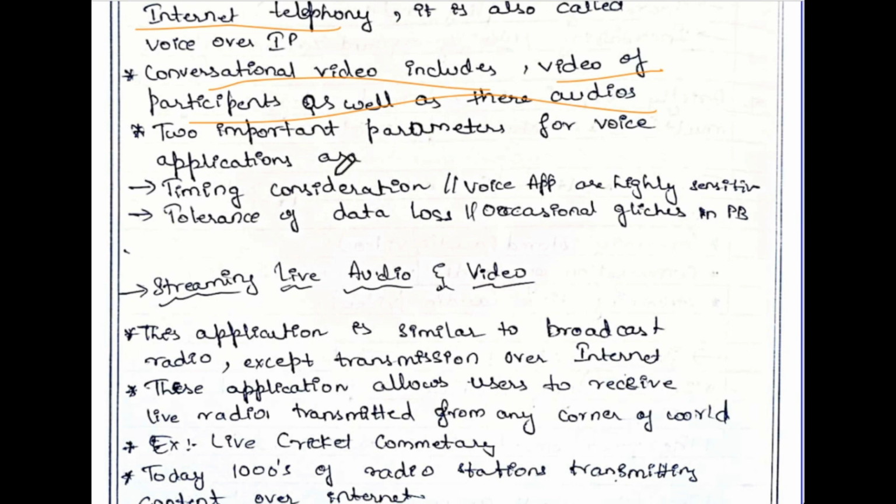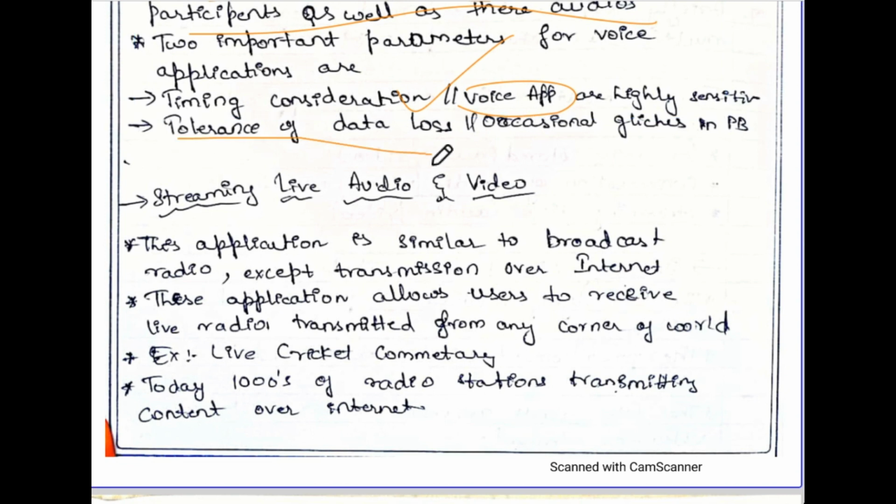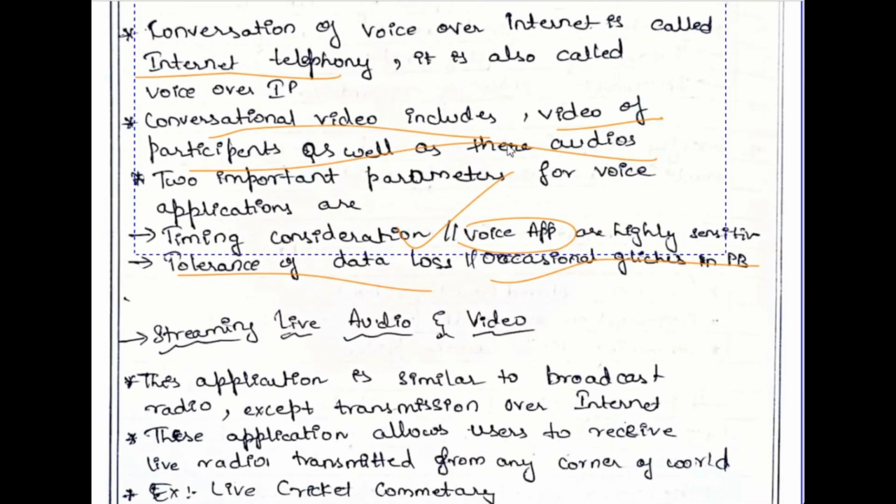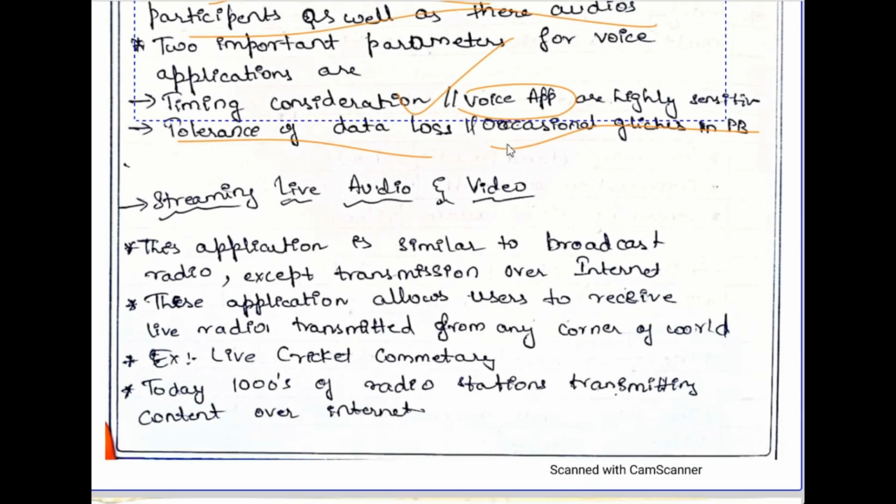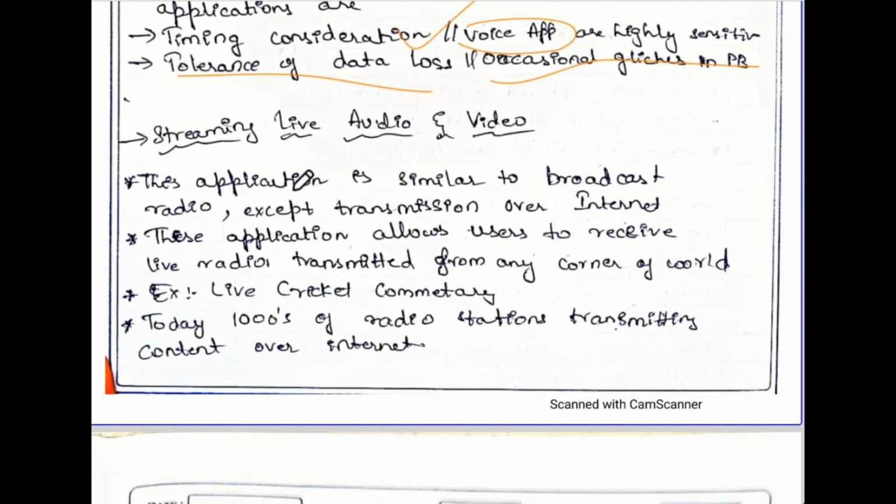Two important parameters for voice applications are timing considerations and tolerance of data loss. When timing is not taken into consideration for playing audio or video, the voice app becomes very sensitive. Voice apps have a tolerance of data loss, so when occasional glitches happen in a network, data will get lost. So these are the two parameters of voice applications.